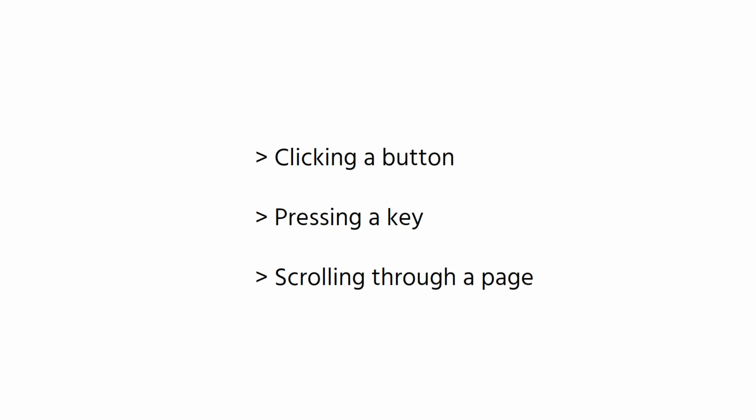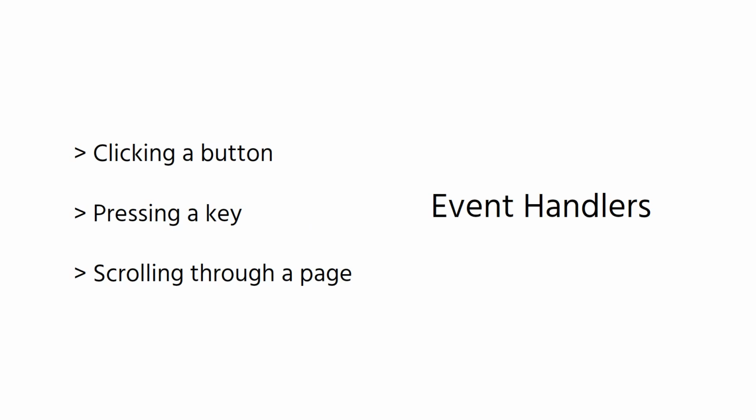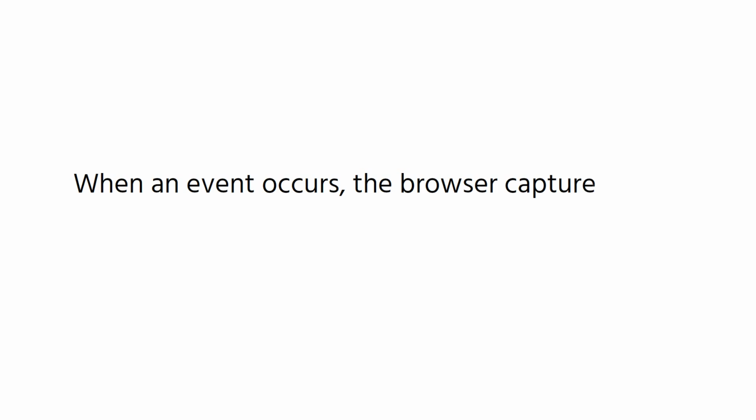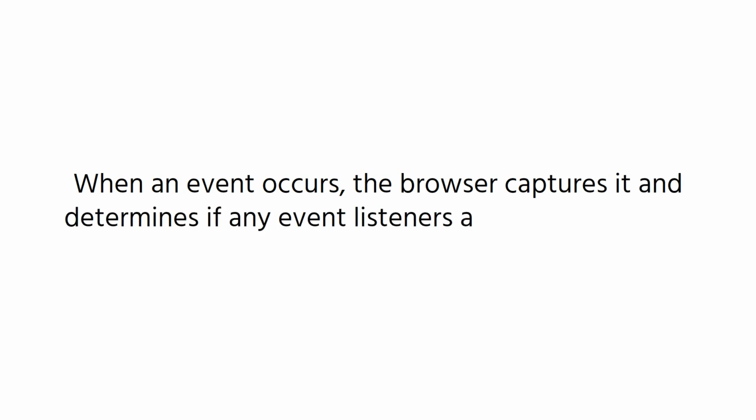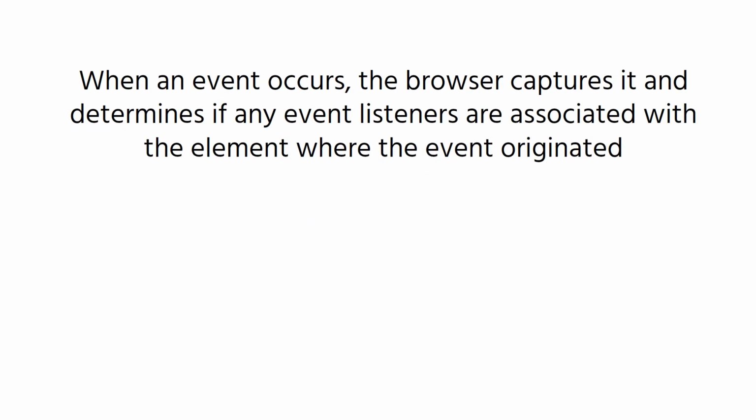The browser detects each event, triggering specific functions called event handlers, as the developer defines. These handlers are essential for creating a seamless interaction between users and the web page's content. When an event occurs, the browser captures it and determines if any event listeners are associated with the element where the event originated. Event listeners are functions programmed to listen for specific actions on specific elements, such as mouse clicks or keyboard presses. If a listener is present, the browser executes the relevant handler function in response to the event.